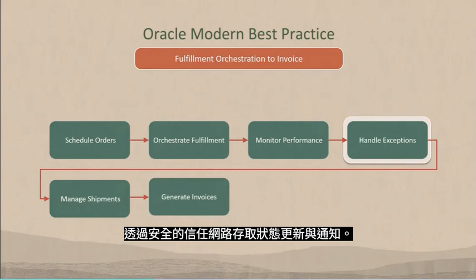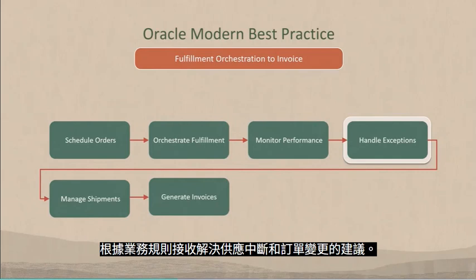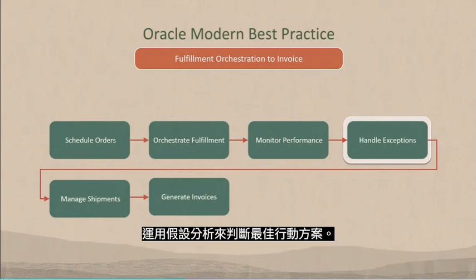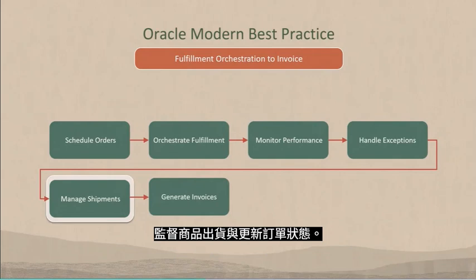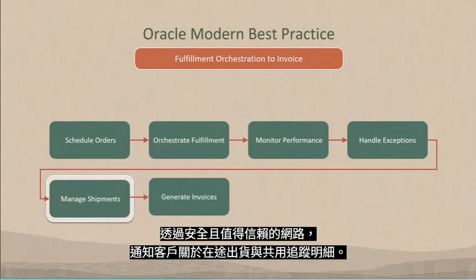Utilize what-if analysis to determine the best course of action. Manage shipments. Acquire necessary import and export documents. Oversee the shipment of goods and update order statuses. Inform customers about in-transit shipments and share tracking details through a secure network. And lastly, generate invoices. Integrate the order information with receivables for invoicing and settlement with the customers.